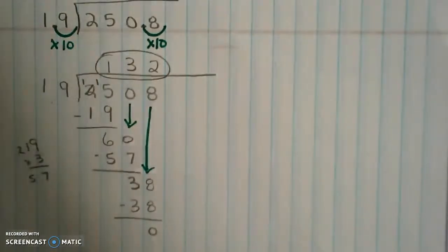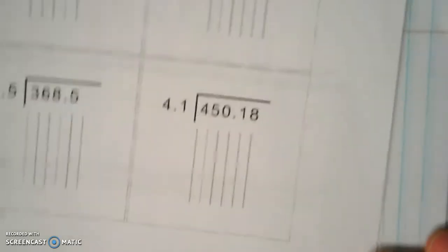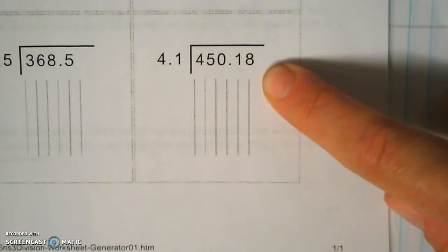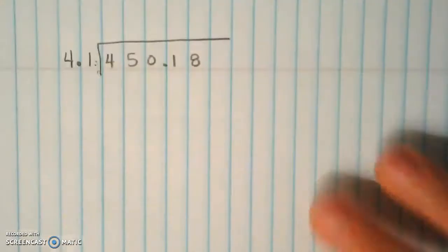All right, kiddos, I picked out a good problem. The last problem we're going to solve together is going to be this guy right here. This last problem on the page, where we're going to divide 450.18 by 4.1. And again, I just need a little bit more space than what that paper gives me. So I'm going to go ahead on a clean sheet of notebook paper, and I'm just going to copy the problem. I have 4.1 as my divisor, and 450.18 is my dividend. So this looks pretty familiar, doesn't it?